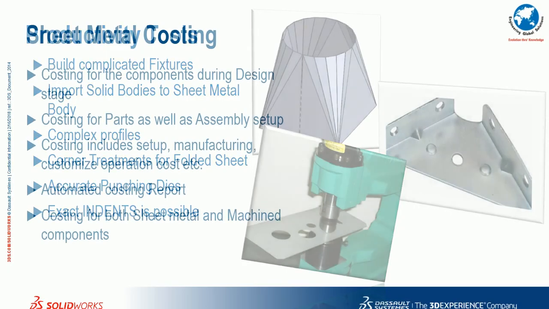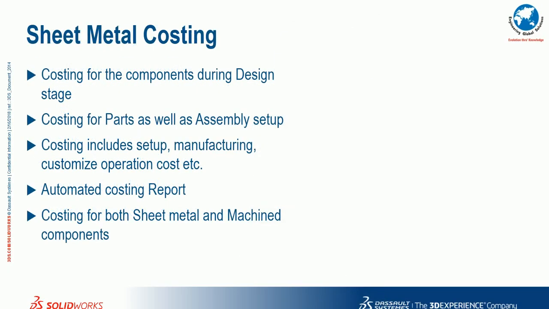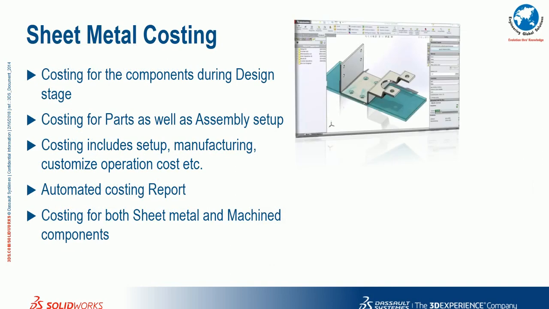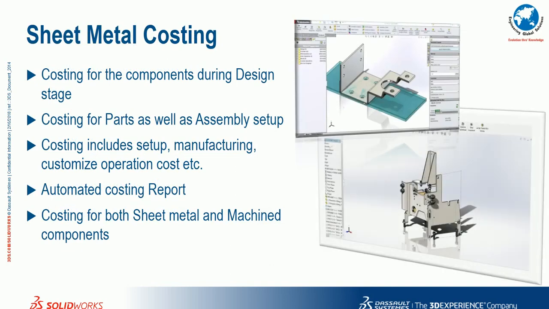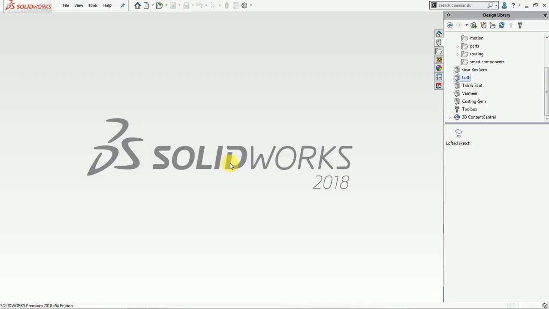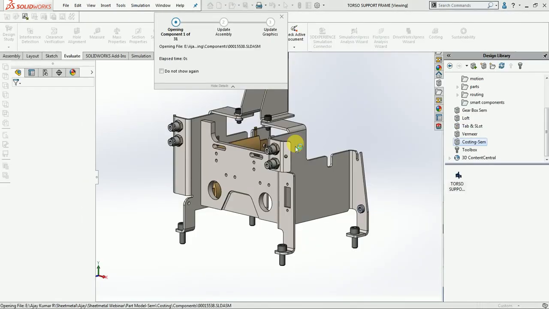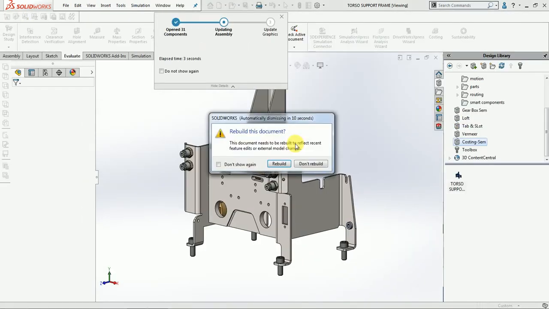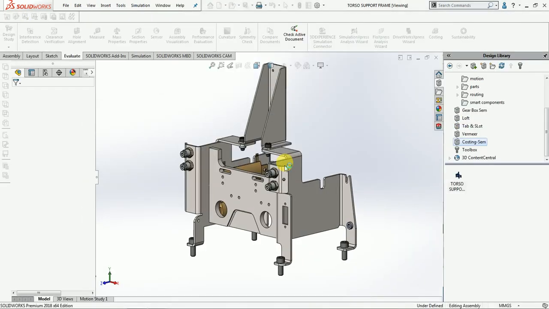So next we are going to see an important and interesting topic: how to estimate easily and how to quote to our new prospects or existing customers to receive an order through sheet metal costing. Sheet metal costing is the most important thing, and how to create an estimation for my work project or a new project.